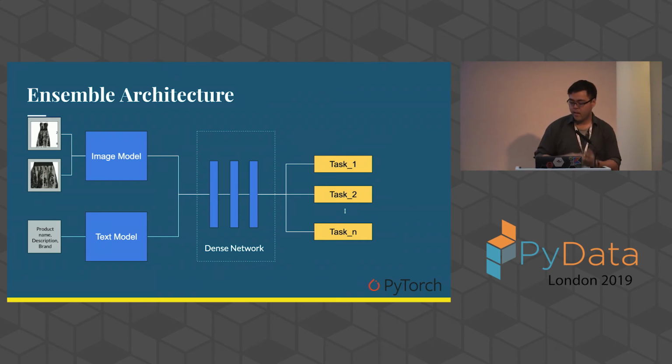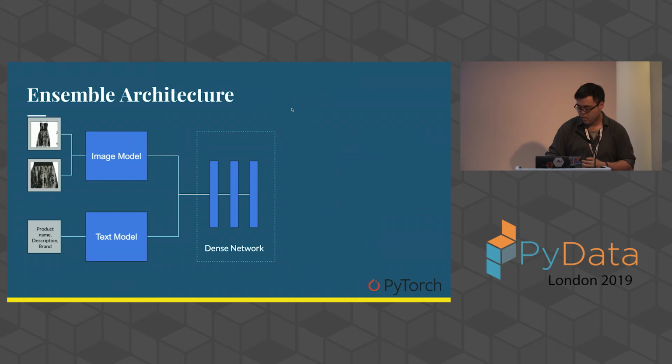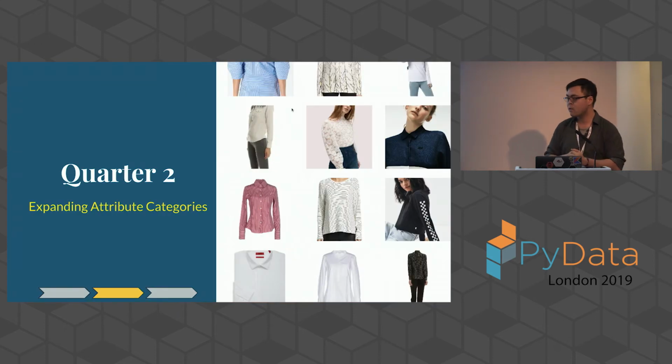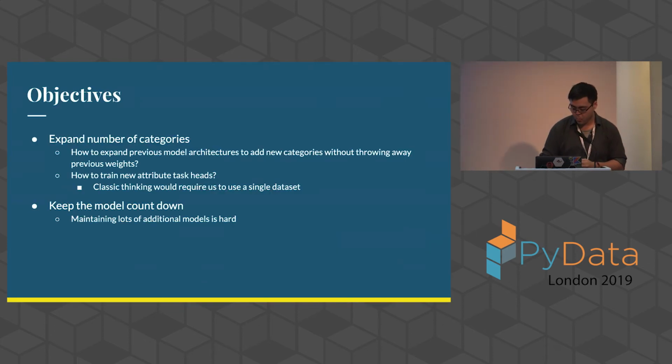So this is the end of the quarter one stuff, and we've basically shown that we can build these networks, combine them, and get good results. So in quarter two, we're really looking at how do we physically expand these architectures to meet this never-ending attribute problem at Shoprunner.